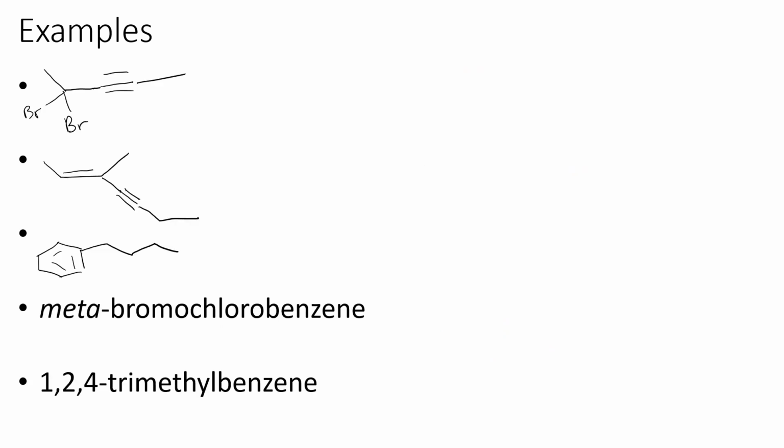Again, with our last 5 examples, I recommend pausing the screen and trying these on your own before you see the answers. So for our first structure, we would name this as 4,4-dibromopent-1-yne. Remembering once again the multiple bond takes precedence over the substituents.